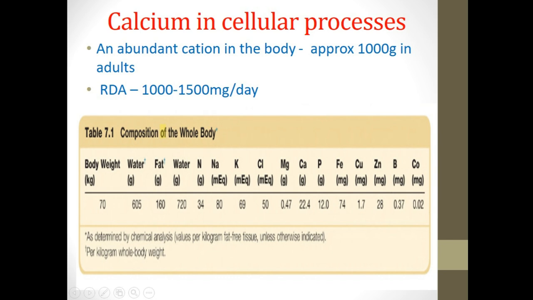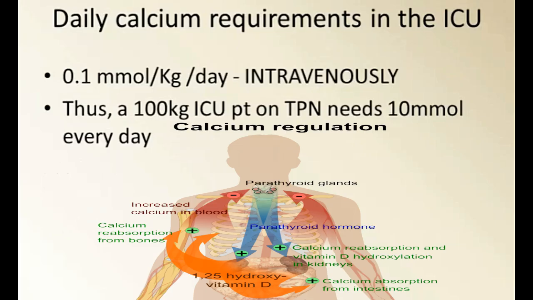Then nitrogen, 34 grams. Then sodium, Na. Sodium is needed only in milliequivalents, a very low value, not in higher quantities like grams. Sodium is required at 80 milliequivalents. Then potassium ion, 69 milliequivalents.